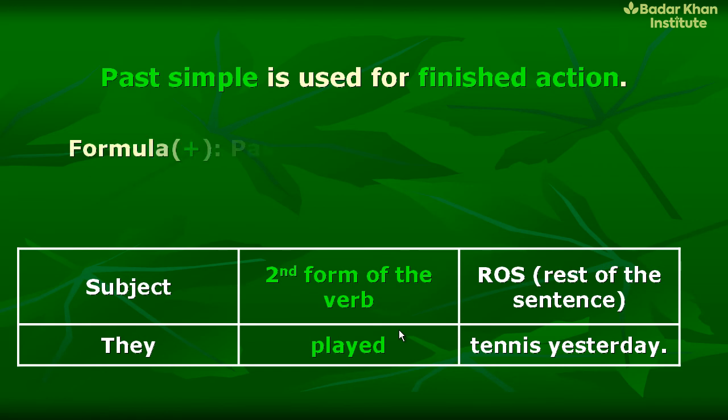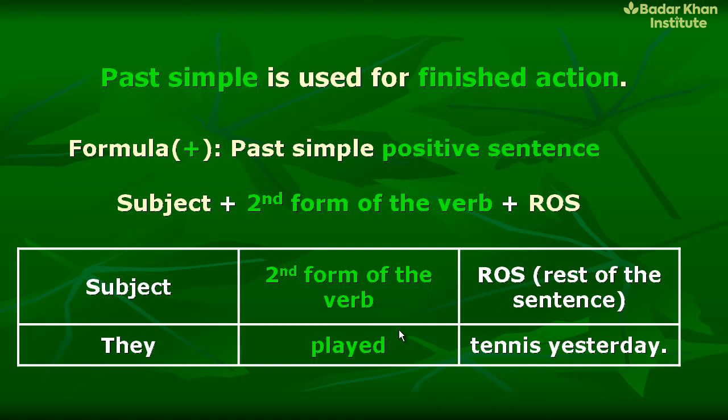Past simple is used for finished action. What is the formula? Subject plus second form of the verb plus rest of the sentence. Example, they played tennis yesterday. In this sentence, they is subject, played is second form of the verb, tennis yesterday is rest of the sentence. They played, it means they finished playing, so we use past simple for finished action.